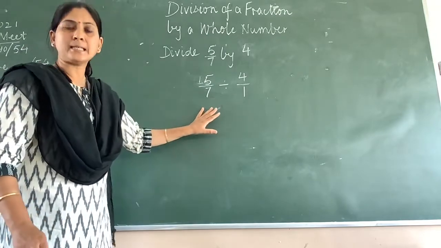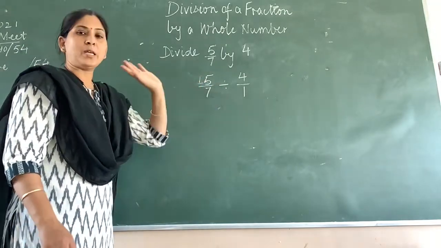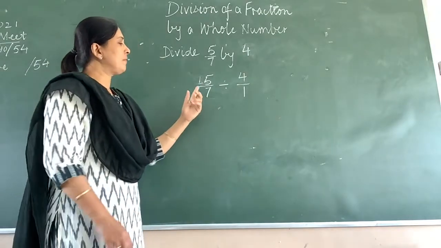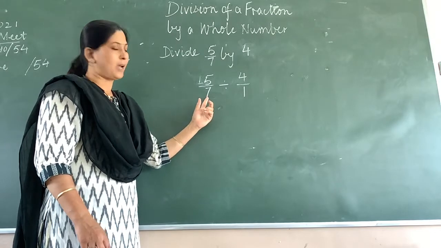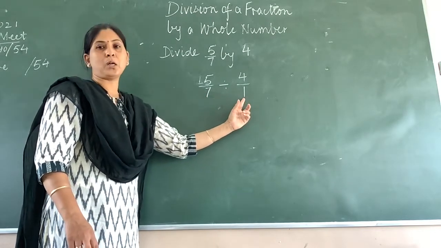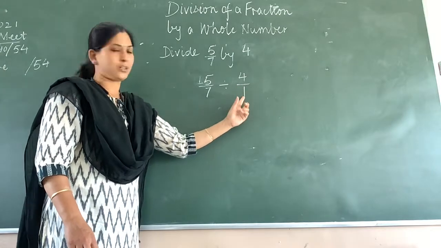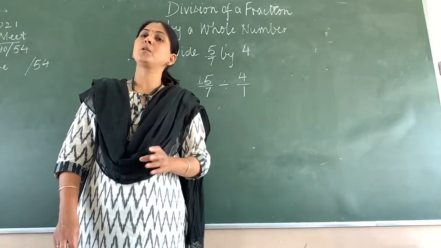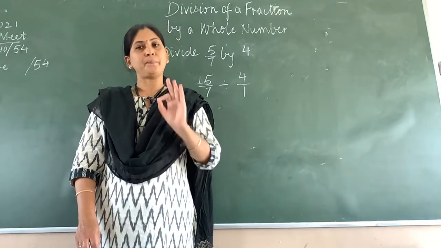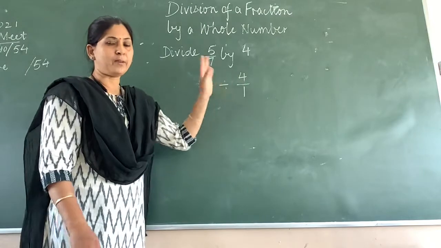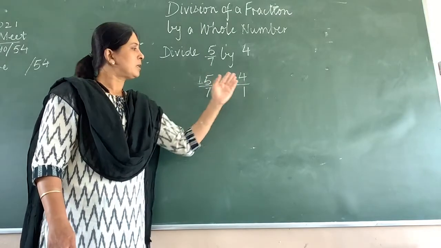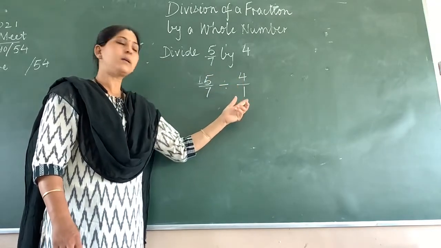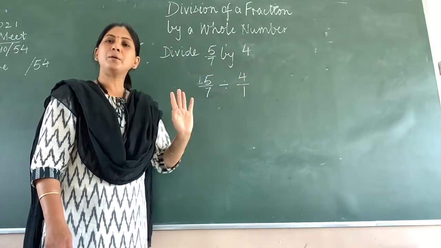Now, in the second step, children, we will change this division sign into a multiplication sign. We will multiply our first fraction by the reciprocal of the second fraction. Now you know what a reciprocal is. Reciprocal is also known as multiplicative inverse. When we write the reciprocal of any fraction, the numerator and denominator switch their places. The numerator becomes the denominator and the denominator becomes the numerator.